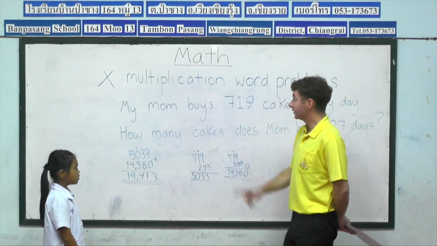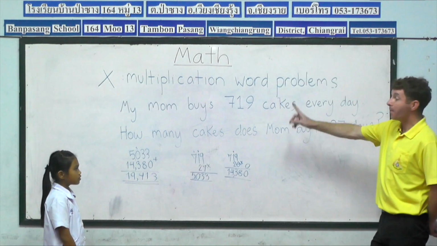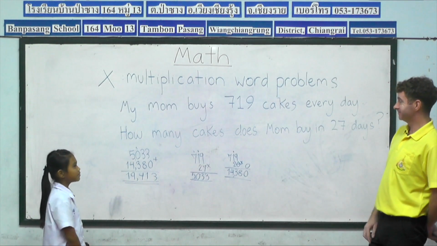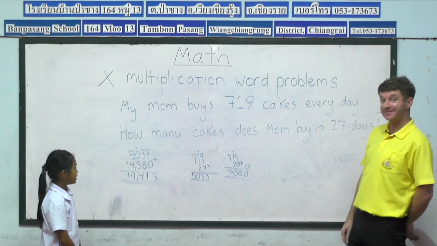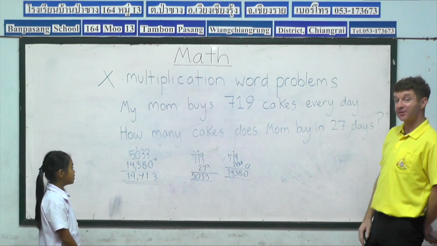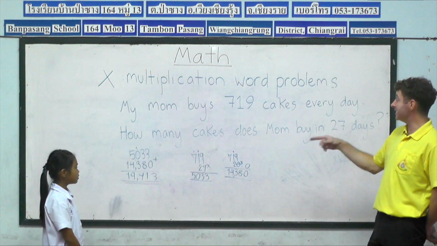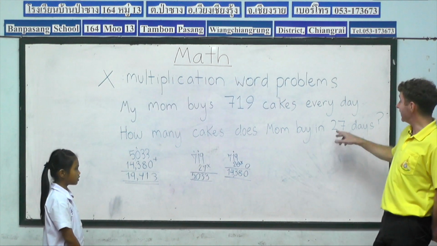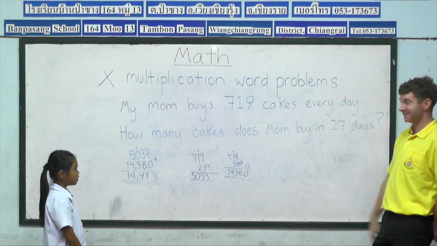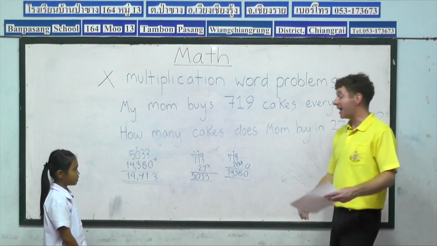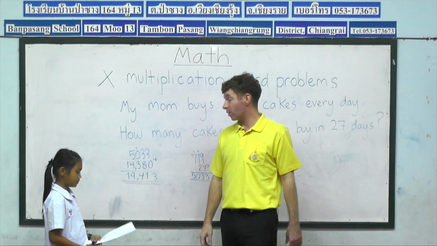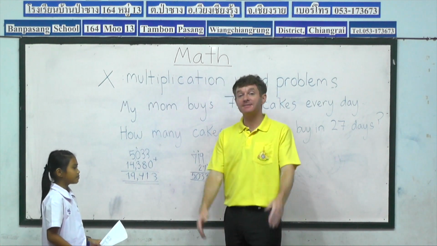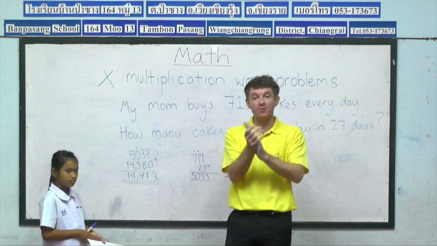19,413. So we can say, Pak Bung's mum buys 19,413 cakes in 27 days. And that's how we correctly answer multiplication word problems. Pak Bung, that was amazing. Big round of applause for Pak Bung, guys.